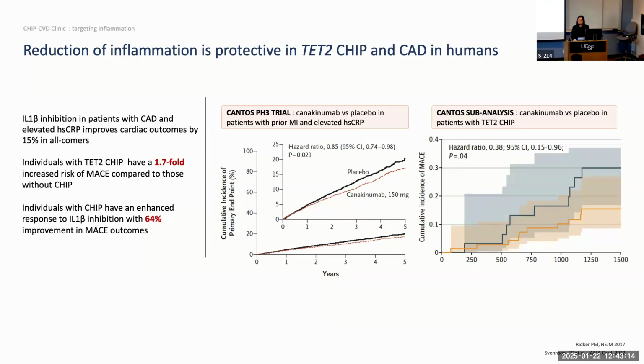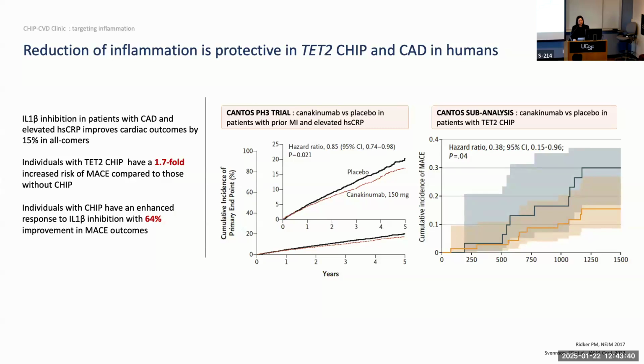So quite a significant improvement in outcomes if we look at a specific targeted therapy. What I think is more interesting is that a couple years later, a sub-analysis was done that looked at this particular CANTOS population, so again, patients with known cardiovascular disease and high sensitivity CRP elevation, and they looked to see what proportion of these patients had CHIP.